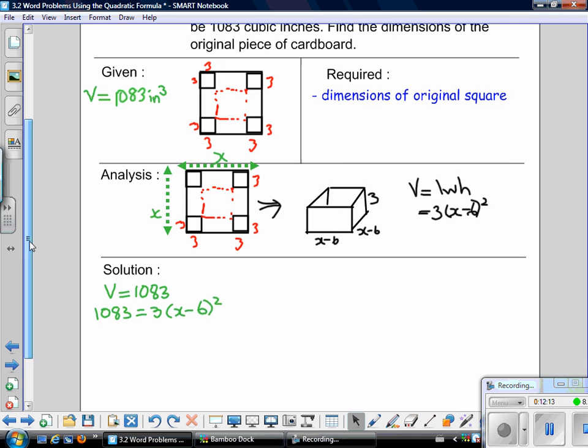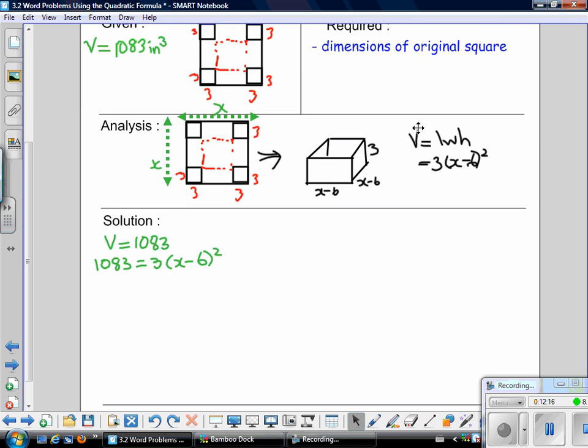Okay, so you can see that I put down the volume and I actually took our volume formula, what we have so far, and put it together. So just like the last question, what we need to do is get that to the other side. But you also can see that we're going to need to expand this square. Let's just go ahead and expand it. So we have 1083 and we would have 3, and remember those two brackets are identical, so it's this squared, which would be x squared, this times 2, so negative 12x, and a 36.